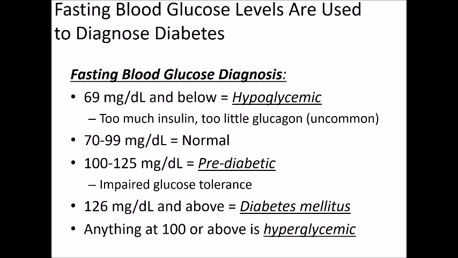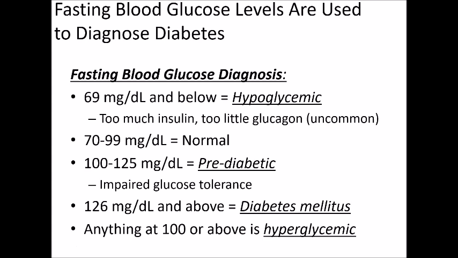test. So when we look at blood glucose levels and we use the fasting level to diagnose different conditions, the numbers that we'll typically see, if we have 69 milligrams per deciliter or below, the term we use with that is hypoglycemic. Hypo would be low, glyce would be sugar, right? Emic refers to blood, so hypoglycemic, which just means low blood sugar.